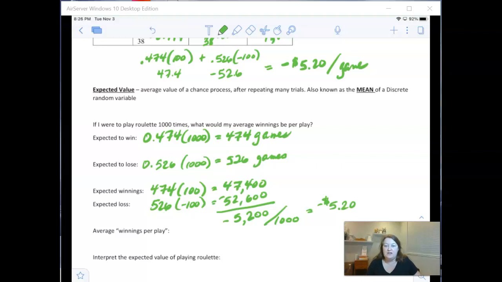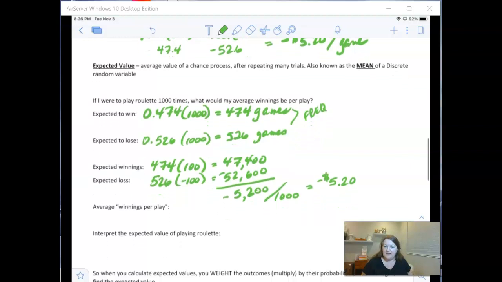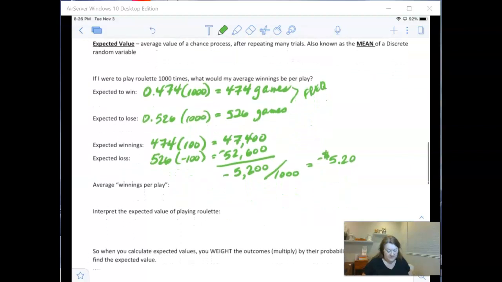Okay, so this is just including the frequency. So here is my frequency, right? If I played 1,000 games, my expected number of games that I win would be 474, and that I'd lose would be 526. Okay? Interpret the expected value of playing roulette. Okay, so my expected value of winnings playing roulette. Remember that this is a long-term average. This is something that we're expecting to happen many, many times.